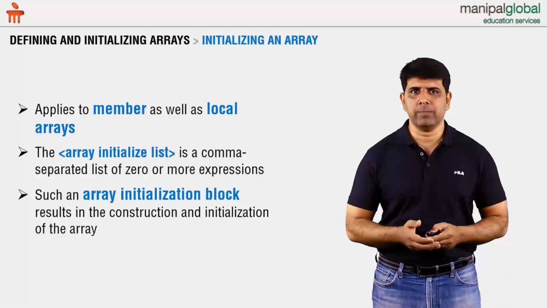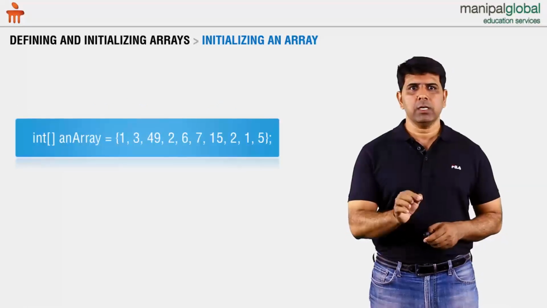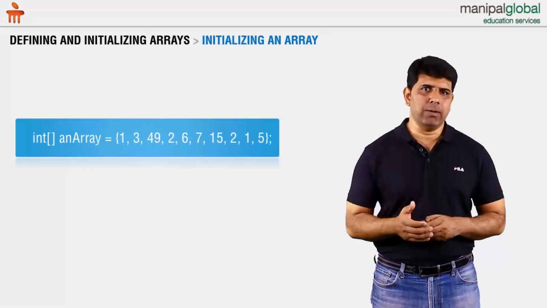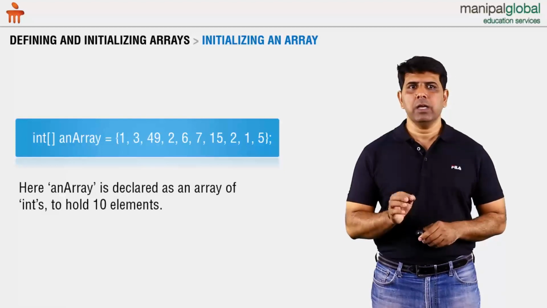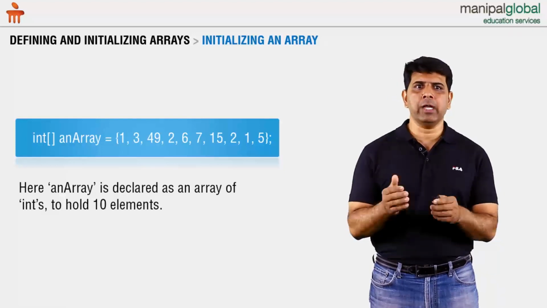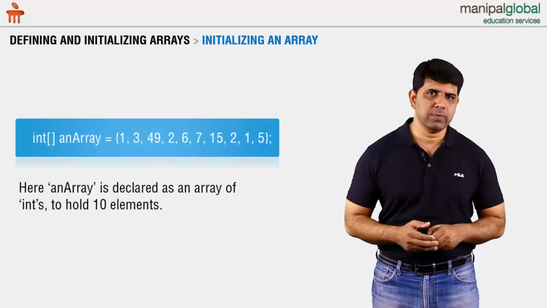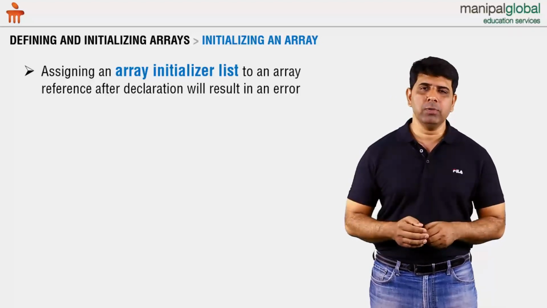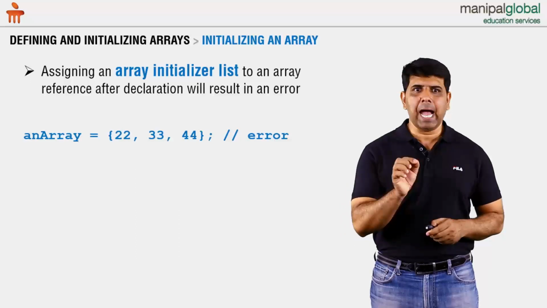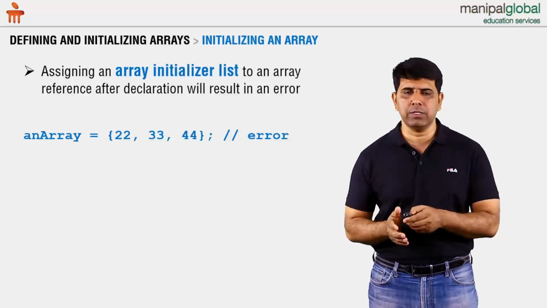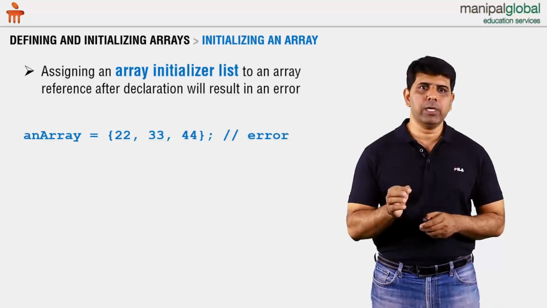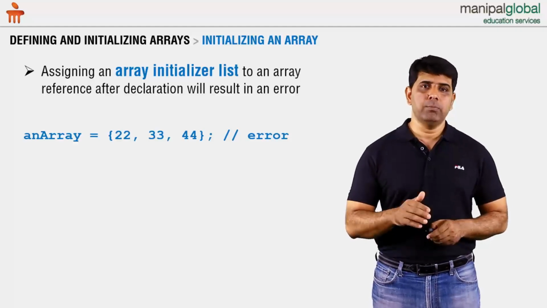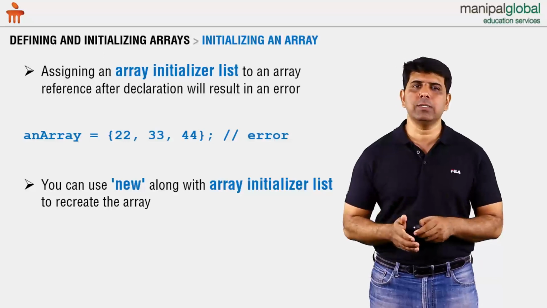Such an array initialization block results in the construction and initialization of the array. It implicitly does that. So here is an example: int an array, which is an array declaration, equals, in brackets, a bunch of values. Now this an array here is declared as an array to hold 10 integer elements. Assigning an array initializer list at a later point in time will cause a compilation error. So an array equals 12 or some numbers, that's going to be an error here because you have to do this implicit allocation only during declaration. But you can use the new keyword along with the initializer to do that.